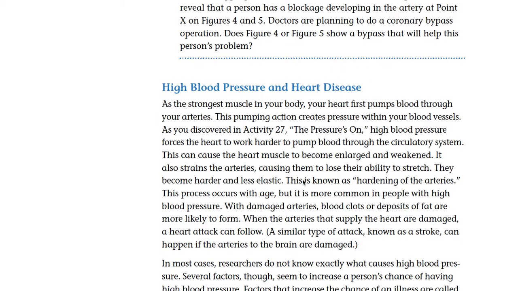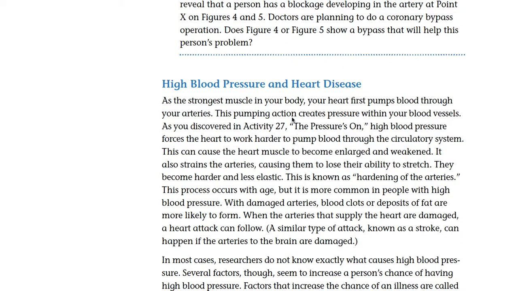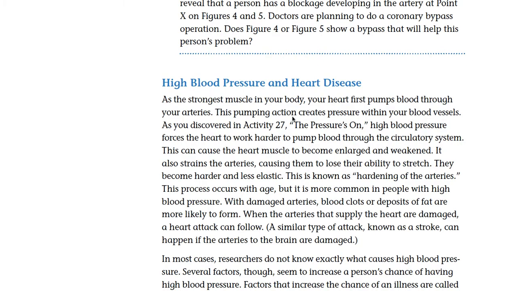High blood pressure and heart disease. As the strongest muscle in your body, your heart first pumps blood through your arteries. This pumping action creates pressure within your blood vessels. As you discovered in Activity 27, which we didn't do, the pressure's on. High blood pressure forces the heart to work harder to pump blood through the circulatory system. This can cause the heart muscles to become enlarged and weakened.